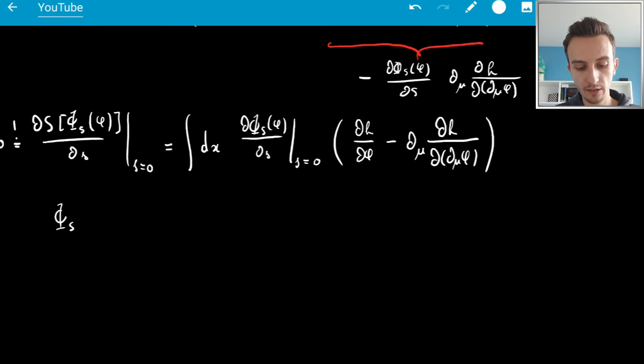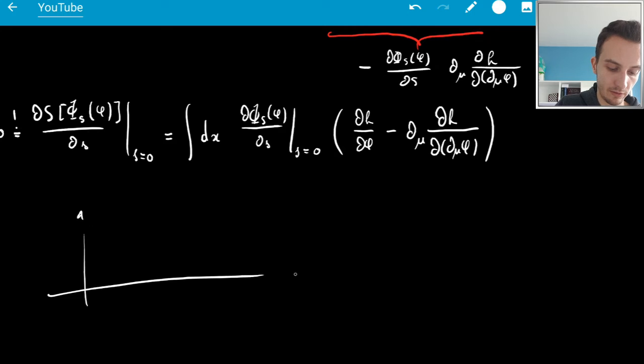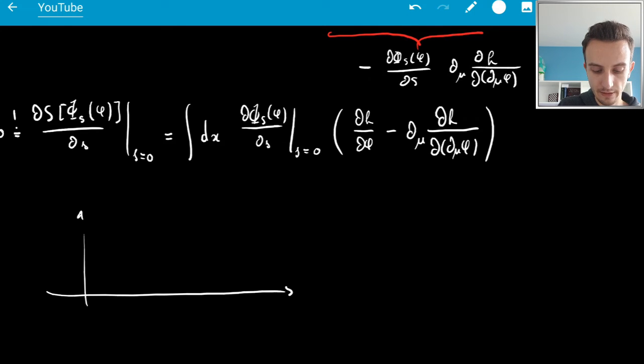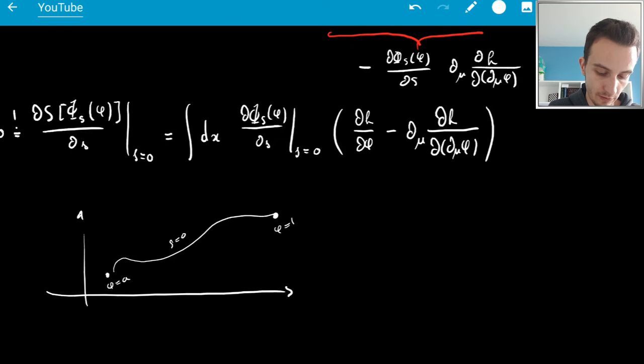So we have that this is 0, but you see these phi s's, I only have a constraint on where they begin, where they end. And I have a constraint on what happens if s is equal to 0. So again, on this example where phi's are just coordinates, this is what I have fixed for phi, and then maybe this is what I have fixed for phi s, right? For any given small phi, this is what I have fixed for phi s, for s equals 0. This is s equals 0, and this is phi equals a, this is phi equals b.